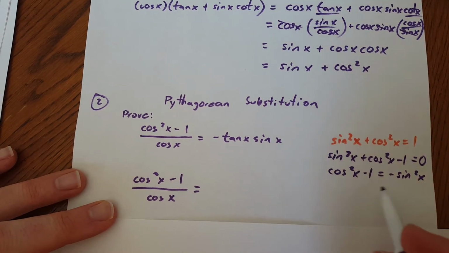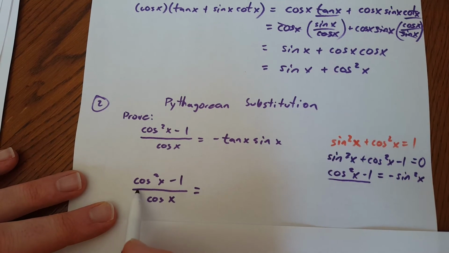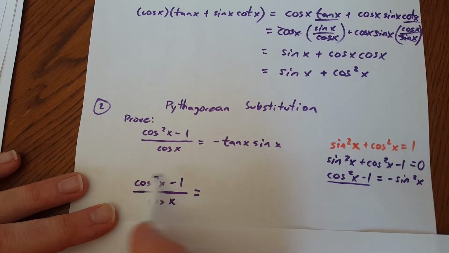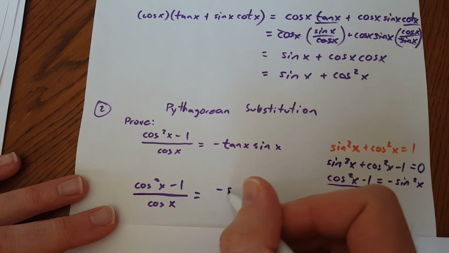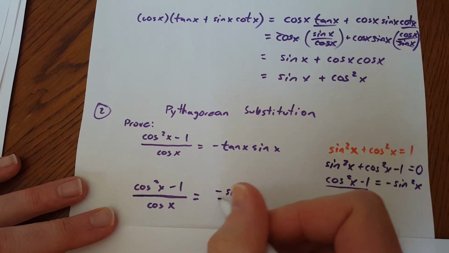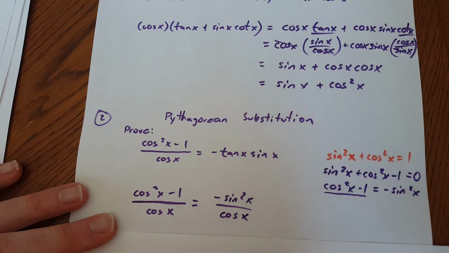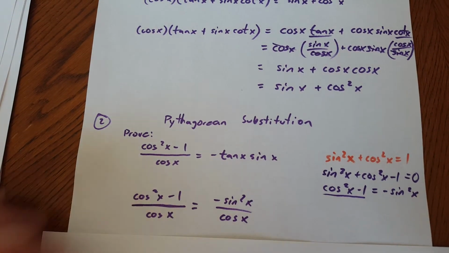So now that I have that, you'll notice that we have cosine squared x minus 1. We've got the same thing right here. And so I'm going to start by replacing this with negative sine squared. That's going to be my first step. So negative sine squared x over cosine. Now we're actually almost there. There's only 1 or 2 more steps in this one.